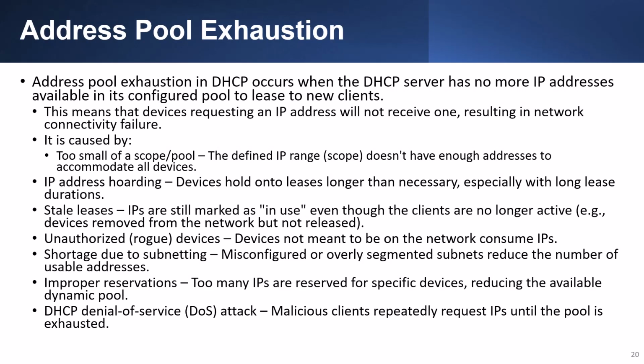Address pool exhaustion in DHCP occurs when the DHCP server has no more IP addresses available in its configured pool to lease to new clients. This means the devices requesting an IP address will not receive one, resulting in network connectivity failure. This is caused by too small of a scope or pool, which is the defined IP range or scope doesn't have enough addresses to accommodate all devices.